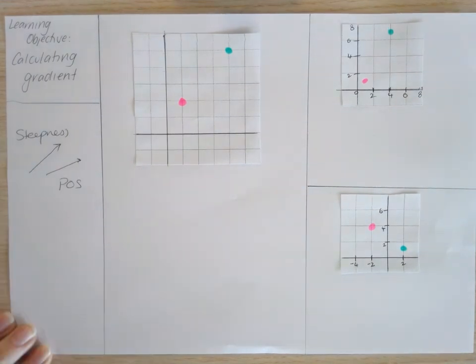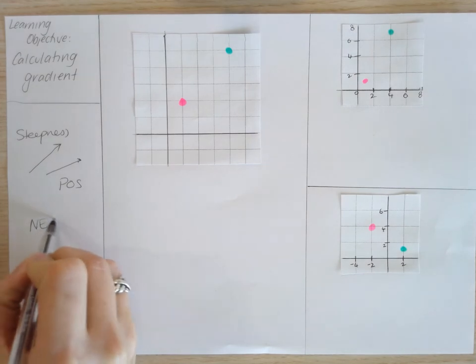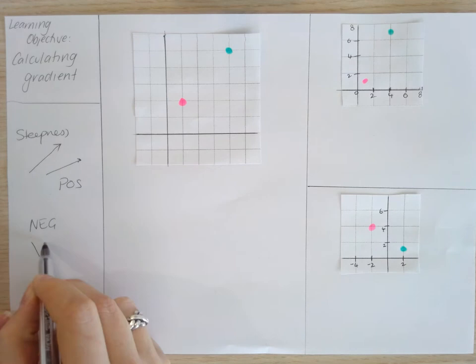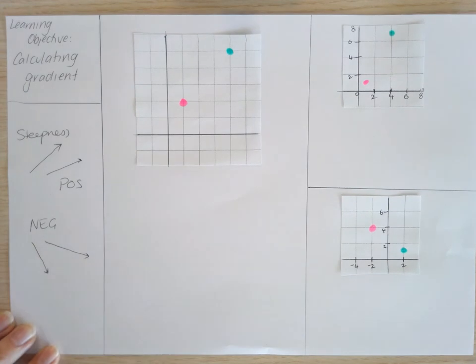So we can also have positive gradients. These ones are positive because they're going left to right upwards. We can also have negative gradients. So we can have steep negative gradients that go down at a fast rate, or they can go a bit slower, and we can have slower or smaller negative gradients.